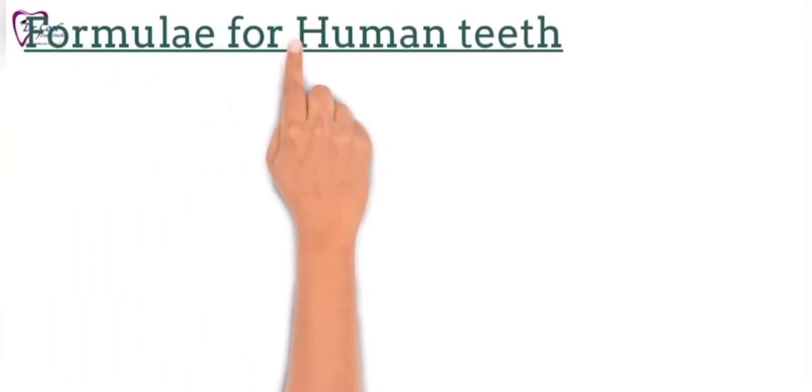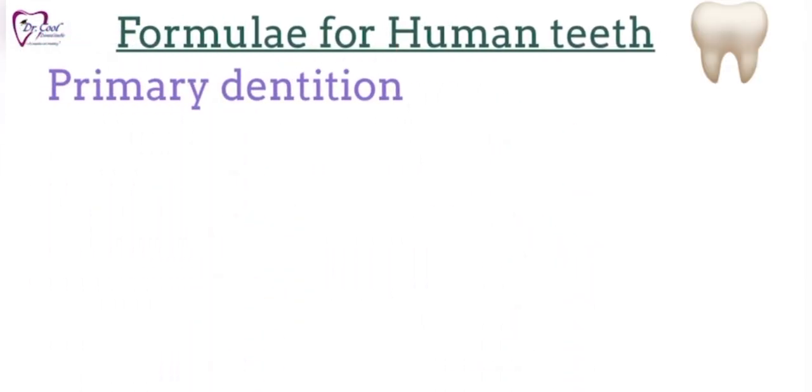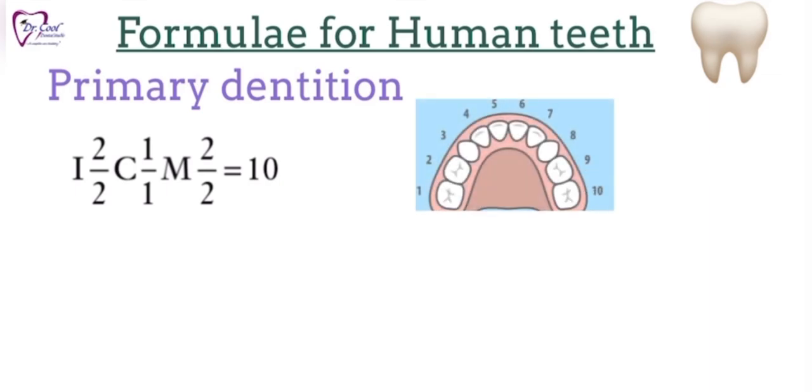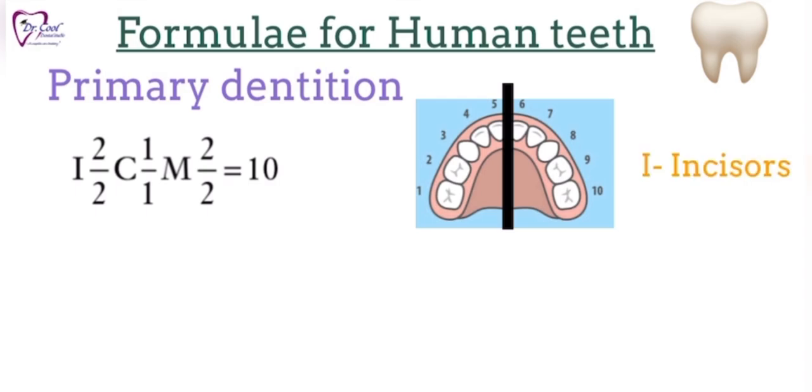Next, formula for human teeth. Formula for primary dentition is 2102. For this, we divide the jaw into two halves from the midline. The first two teeth from the midline are called incisors. The first tooth from the midline is called as central incisor and the second tooth after central incisor is called as lateral incisor. The third tooth from the midline next to the lateral incisor is called as canine. It is usually sharp and single.